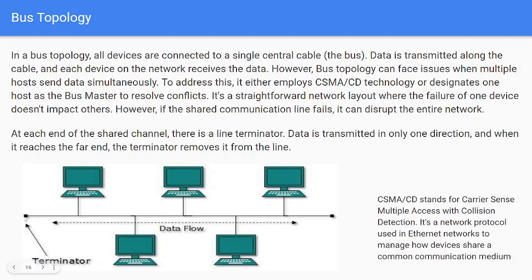At each end of the shared channel, there is a line terminator. That is this thing here, a line terminator. Data is transmitted in one direction and it reaches the far end. And when it reaches the far end, the terminator removes it from the line to prevent reflection. Let's say device A sends data to device D. After it flows and gets to the ending of the line, the terminator removes the data from the line, or else it will bounce back and flow again to the opposite end, which can cause stress and disruption of data. You understand? That is the reason why we have terminators.